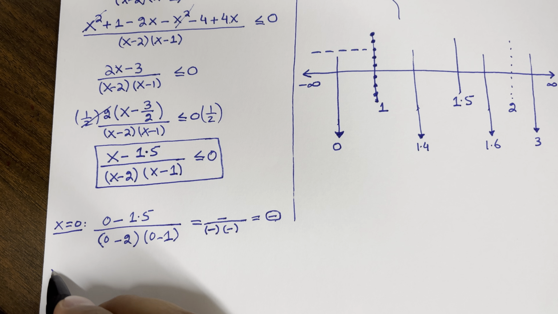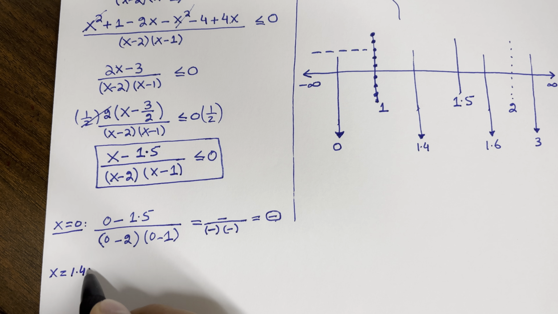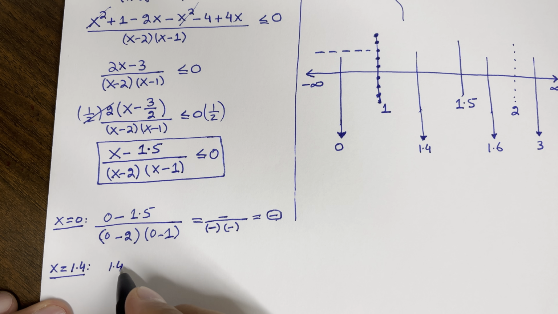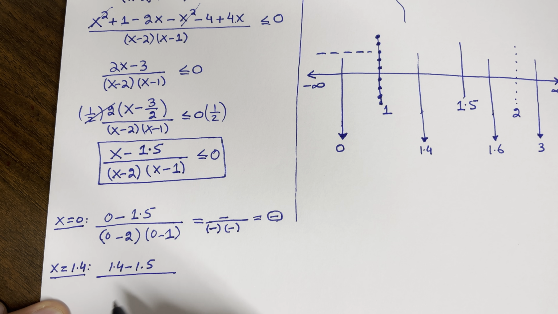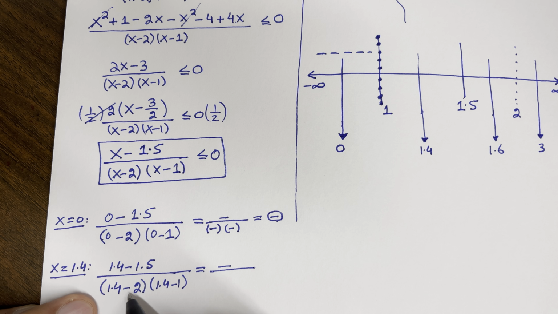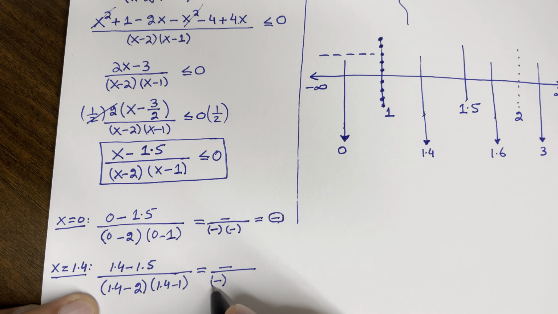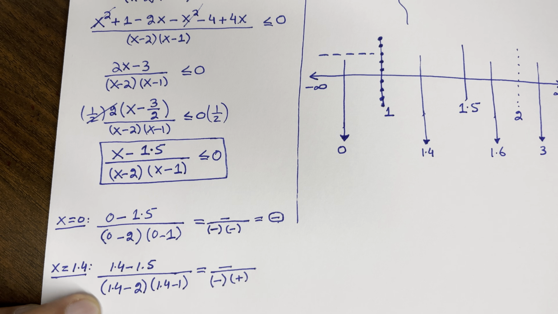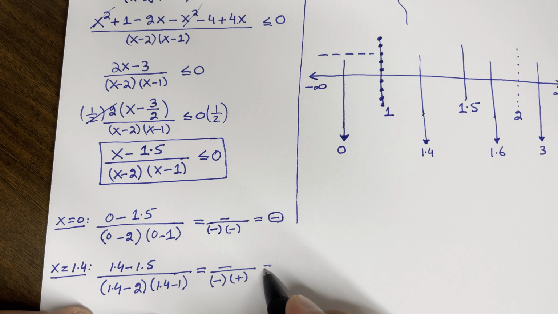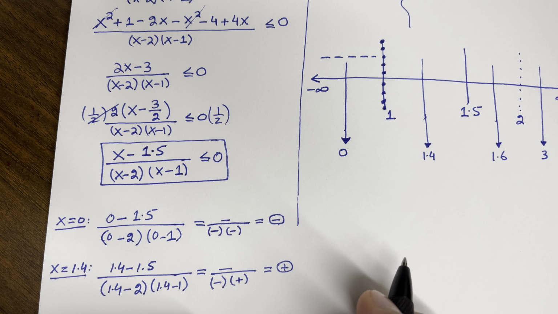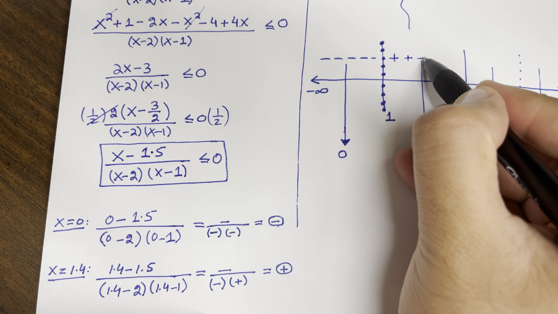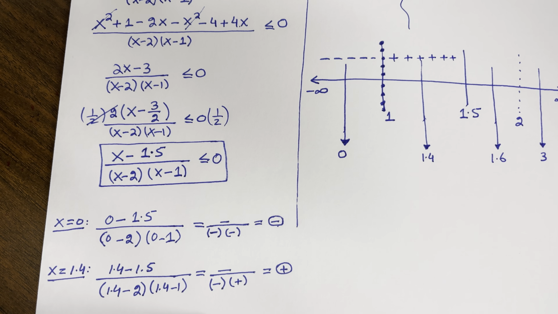The second one is x equal to 1.4. x is 1.4 minus 1.5, divided by 1.4 minus 2, and 1.4 minus 1. 1.4 is less than 1.5, so it is negative on the top. 1.4 minus 2 is negative, and 1.4 minus 1 is positive. So now we have two negatives, they cancel each other and we get a positive answer. So the second region right here is positive.